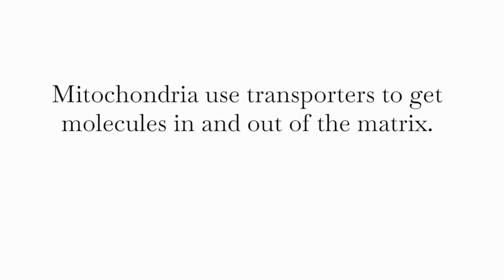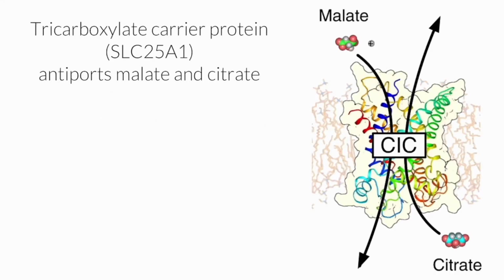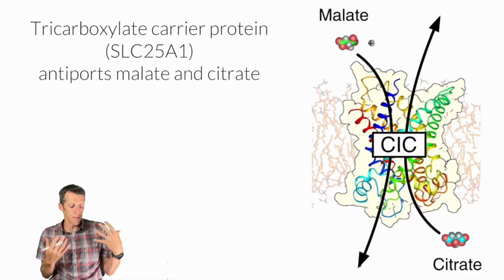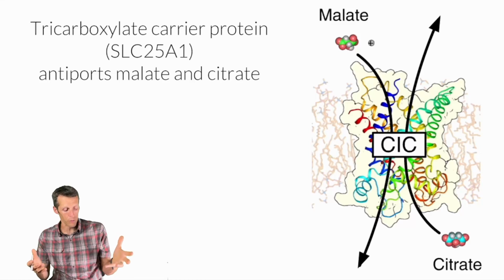So let's talk about those, and then we'll talk about the exotic ways that mitochondria assemble these transporters to do this process. So here's an example of a transporter. Most of them are members of this family, the SLC25A1 family. There's just a whole bunch of different members. We'll see in a second.